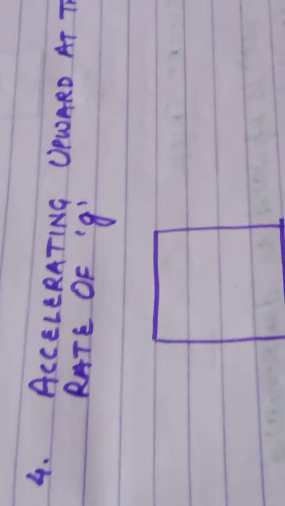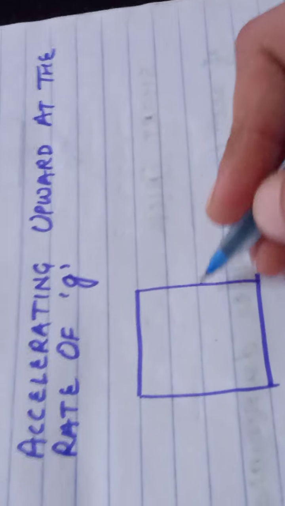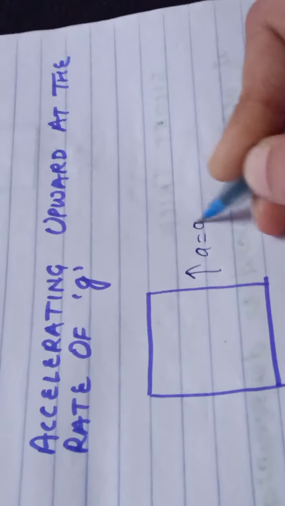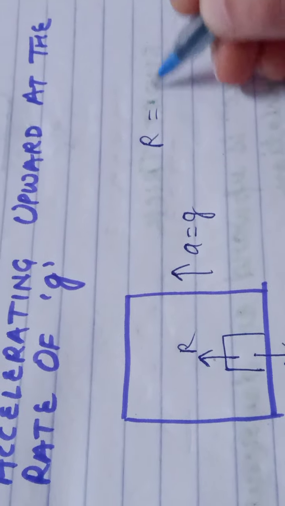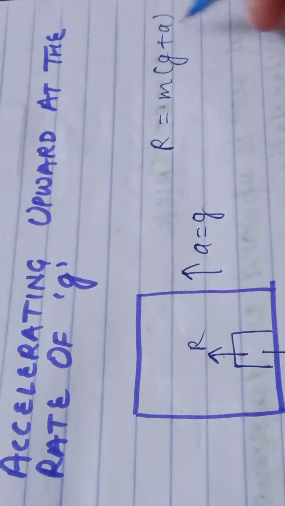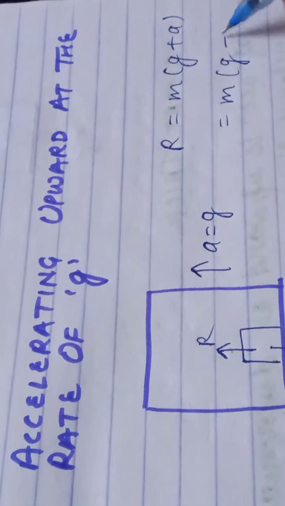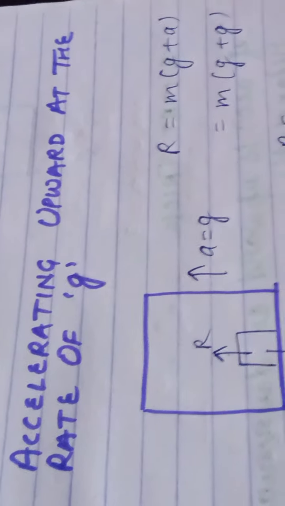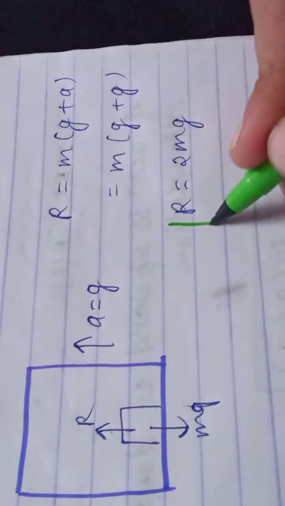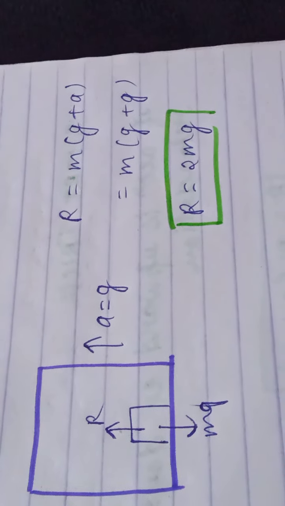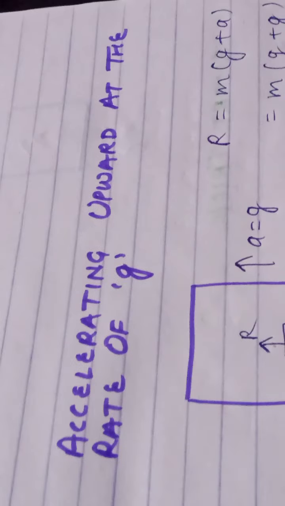Now one more. Accelerating upward at the rate of g means a is equal to g. We will apply the short trick. R is equal to mg plus a, which is mg plus g. R is equal to 2mg. For this condition, R is equal to 2mg.